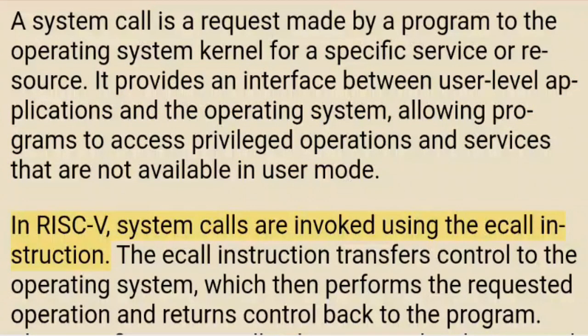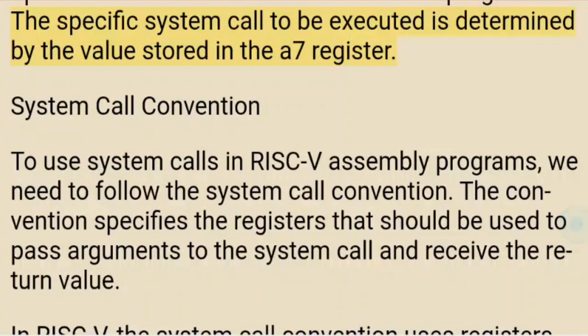In RISC-V, system calls are invoked using the ecall instruction. The ecall instruction transfers control to the operating system, which then performs the requested operation and returns control back to the program. The specific system call to be executed is determined by the value stored in the A7 register.